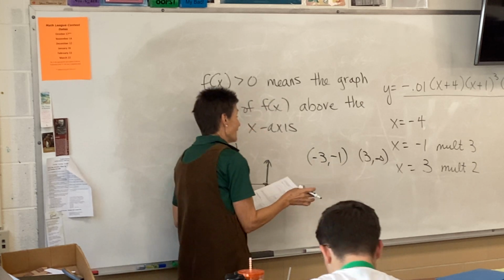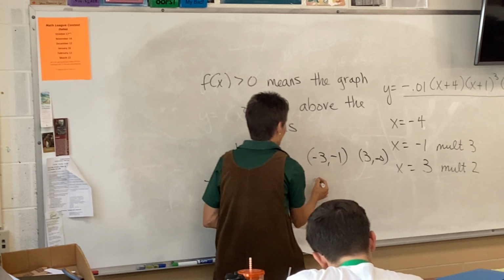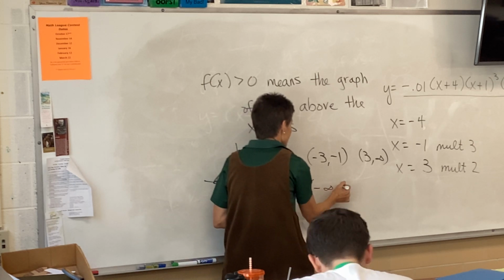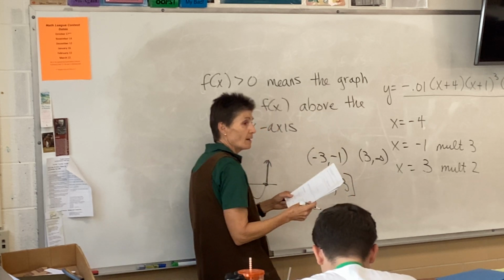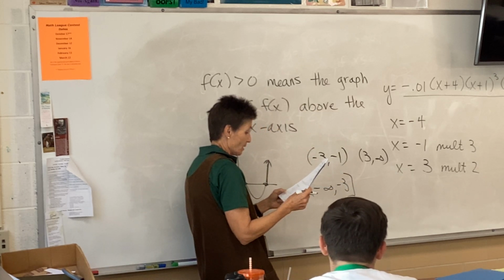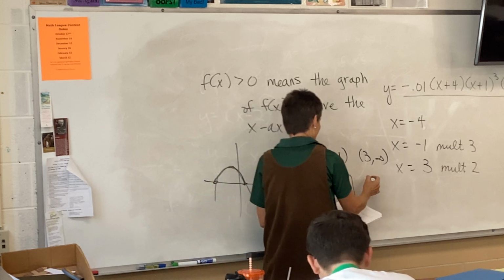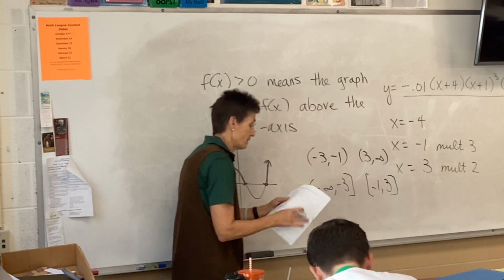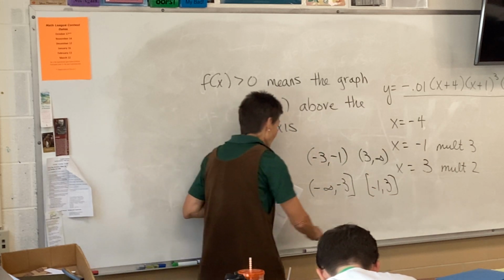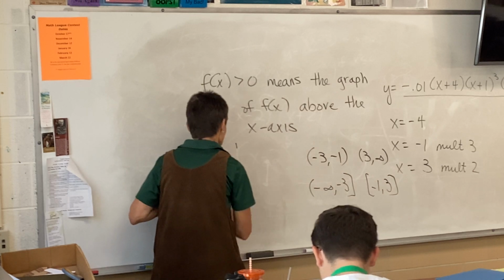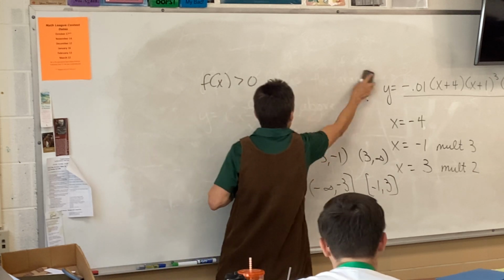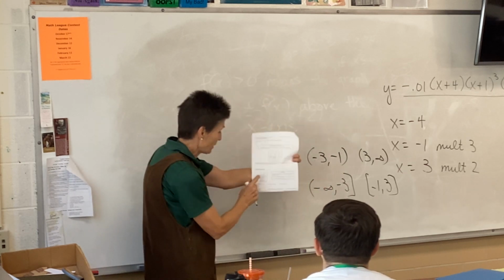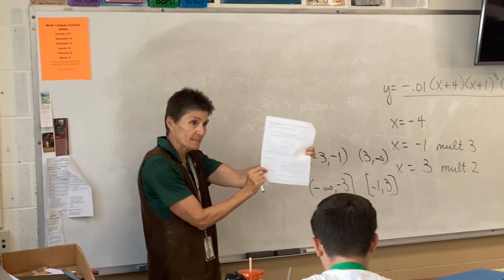Okay, now where is it less than or equal to 0? Negative infinity to negative 3, and we'll bracket that, right? Since it's or equal to. Where else is it less than 0? Negative 1 to 3. Perfect. All right, so now we're going to actually solve some of these without our graphing calculator. Now, if you have a graphing calculator, you can use a picture just like the one we just did to answer.